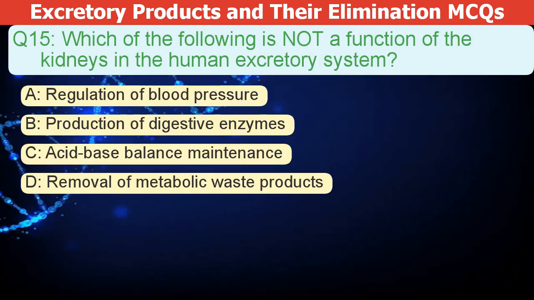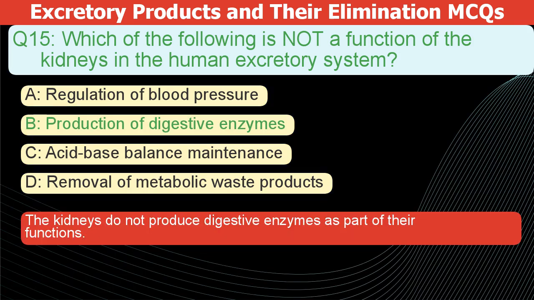Which of the following is not a function of the kidneys in the human excretory system? A. Regulation of blood pressure. B. Production of digestive enzymes. C. Acid-base balance maintenance. D. Removal of metabolic waste products. The correct answer is B. The kidneys do not produce digestive enzymes.